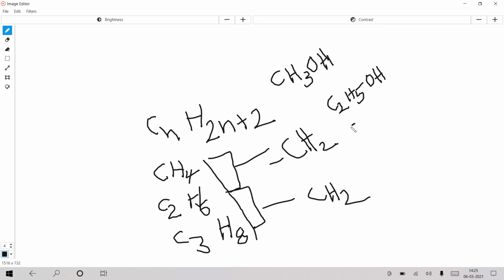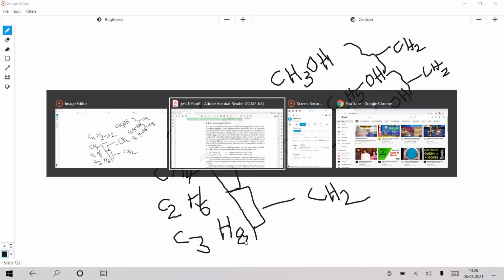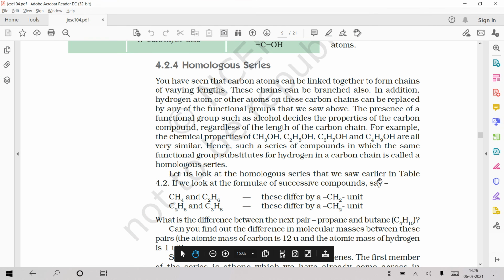Once again, carbons are 3 and hydrogens are 8, so you remove one hydrogen to get 7 and replace it with one OH functional group. So these are all alcohols. If I take these two, the difference is one CH2 unit, and if I consider these two, only the CH2 unit differs. So these are also called a homologous series. Alcohols are one homologous series, alkanes are one homologous series. Like that you will have different homologous series.